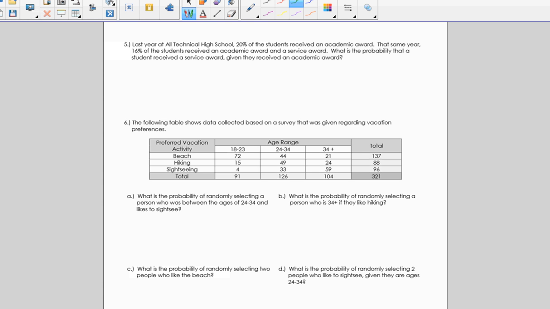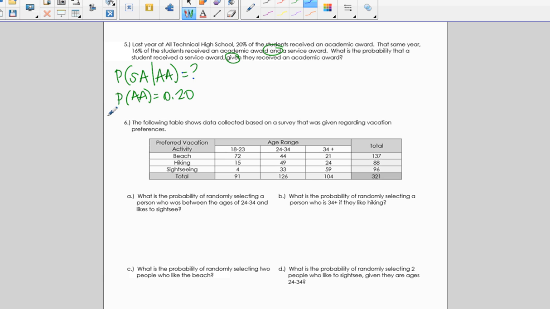This says last year at all technical high school, 20% of the students received an academic award. That same year, 16% of the students received an academic award and a service award. Okay, so got a keyword in there. What is the probability that a student received a service award given, okay, that's conditional probability, they received an academic award? All right, so we are looking for the probability that they got a service award, knowing or given that they got an academic award. That's what we're looking for. It says that 20%, so the probability of an academic award is 20%, so 0.2.